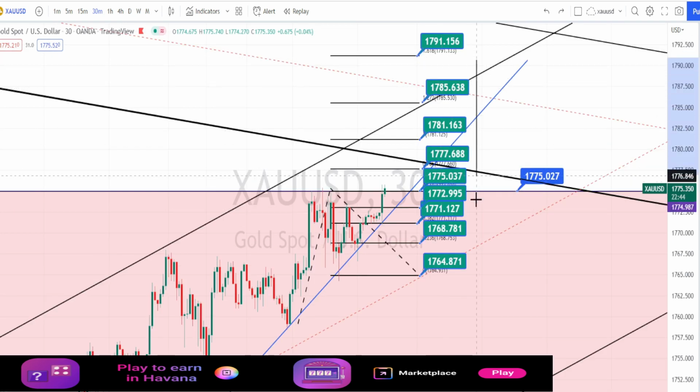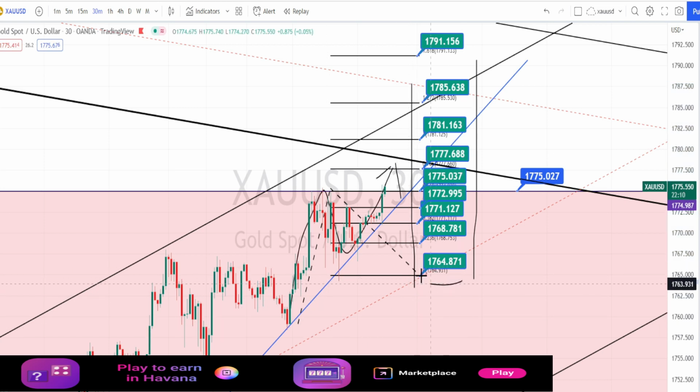So the values in green color boxes are the resistance and support levels for 30 minutes time frame. The confirmation on the bearish side trend reversal will come only when the price action breaks the support level of 1746 in 30 minutes time frame.